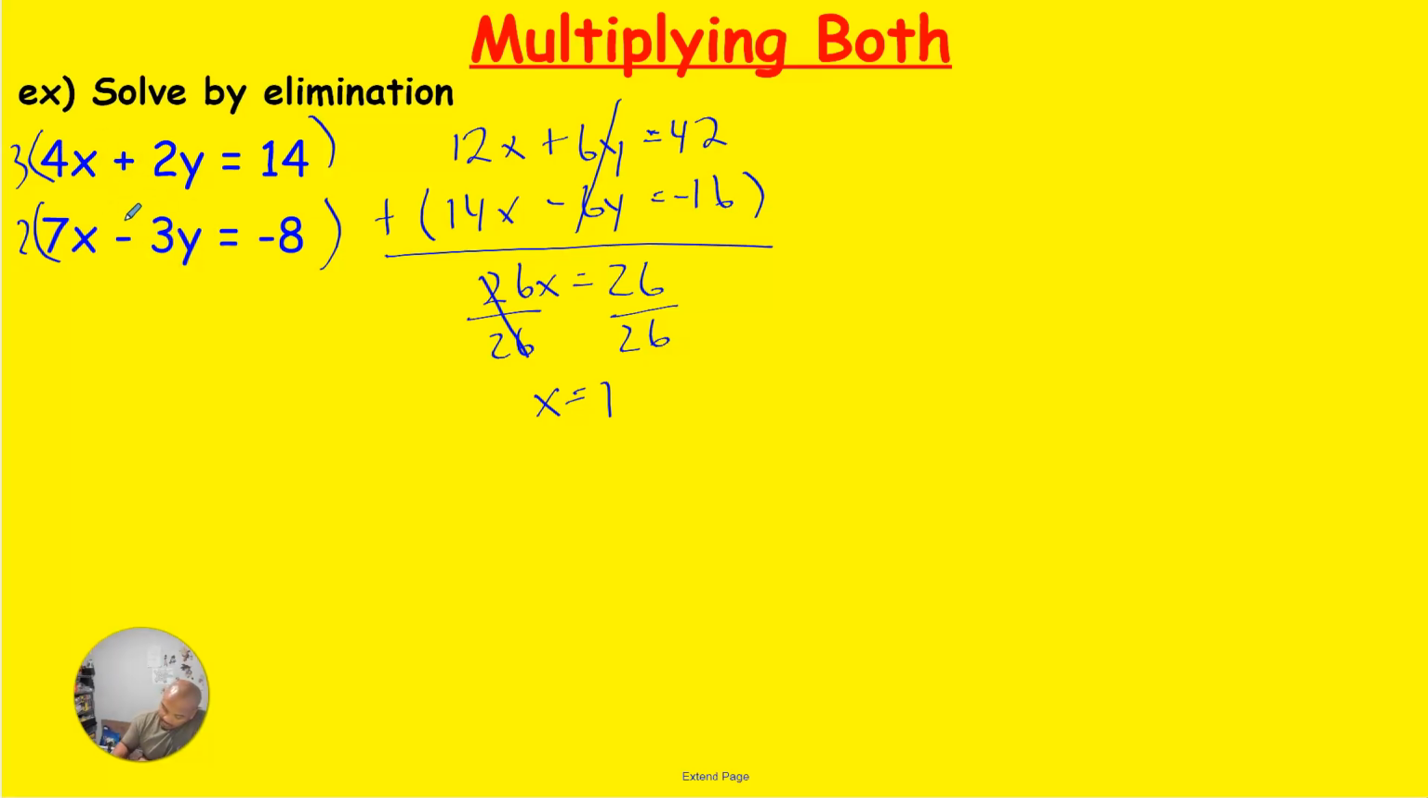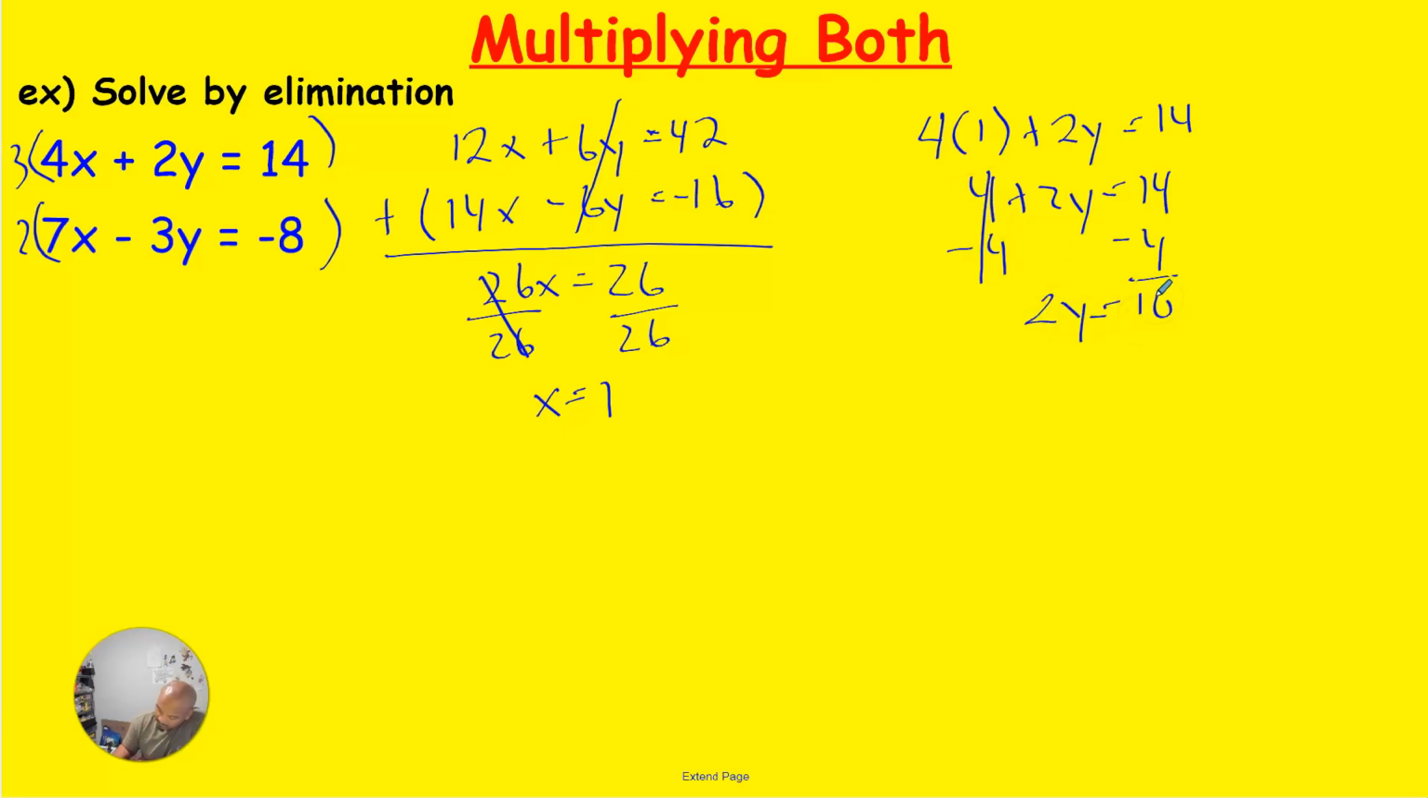All right. So I'm going to pick the first equation. So let's do 4 times 1 plus 2y is equal to 14. So that means 4 plus 2y is equal to 14. We're going to subtract 4. We wind up with 2y is equal to 10. Divide by 2. Divide by 2. y is equal to 5. So our solution is (1, 5).